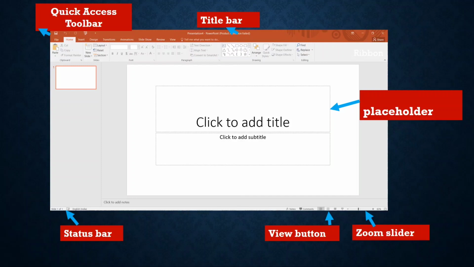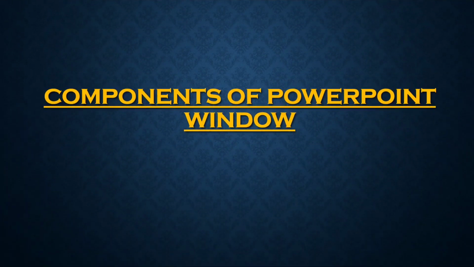And the downside, okay, come to downside, a small zoom slider is there, which is used to zoom in and zoom out the slides. Now the view button, this button is used to view your slide, how the slide looks on your screen in any presentation. And then come to the left side corner, that is called status bar. It shows you the status, means how many words you have used, how many slides you have used, in which slide you are working.